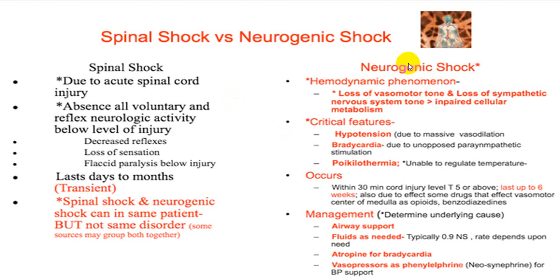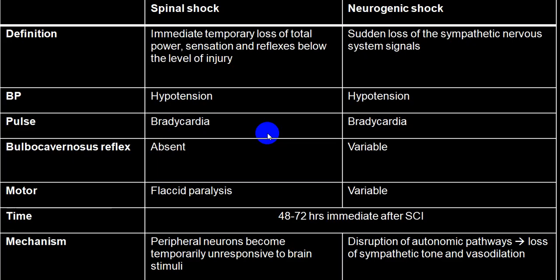But in a neurogenic shock, we'll have a loss of vasomotor tone, and because of loss of vasomotor tone, we'll have hypotension, bradycardia, and there will be changes in regulation of temperature, we call poikilothermia. And this may remain for a short period and may require emergency treatment because of severe hypotension. So this is a difference between spinal shock and neurogenic shock. A good number of times in both you get hypotension and bradycardia.